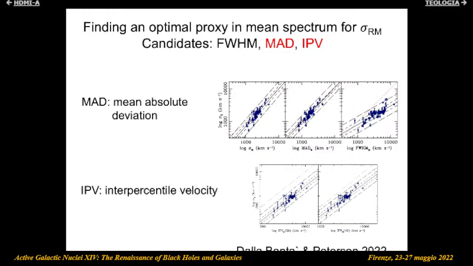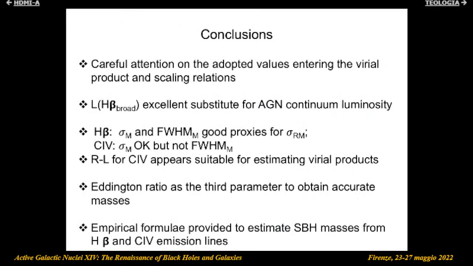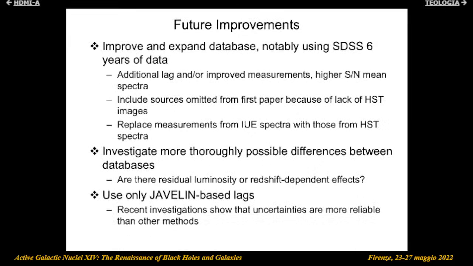And so I just want to give you some conclusions. I don't think that it is trivial just to use an equation. We have to pay careful attention to the adopted values entering the virial product. We saw that the luminosity of the broad component is an excellent proxy for the AGN continuum luminosity. And we are providing also an empirical formula for deriving the black hole masses both with H beta and carbon 4 emission lines. And then we are also working on extending to all other targets that have been observed in the six years with the Sloan Digital Sky Survey. And we are also going to use Javelin in all our spectra to have a more homogeneous set of data. So I thank you and stay tuned with the new results coming.